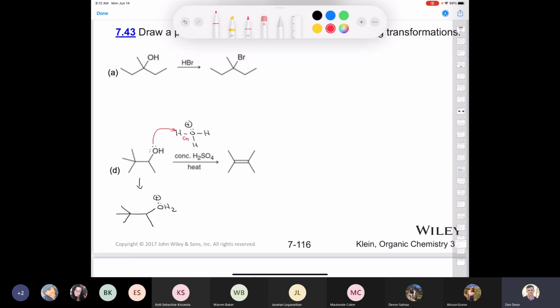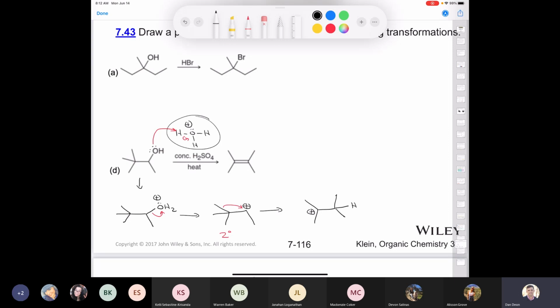Okay, so now we've created a good leaving group. That's going to leave. And let's draw the carbocation that results. It's going to look like this. So this is a secondary carbocation, but you see that we can do a methyl shift here, can't we? We can do a 1,2 methyl shift, and that will produce a tertiary carbocation. So then we end up with this guy right here, and we know that we have a proton over here.